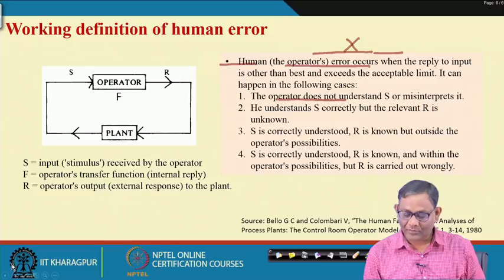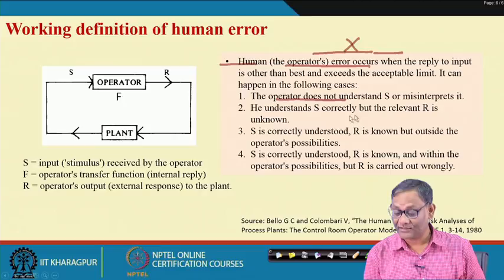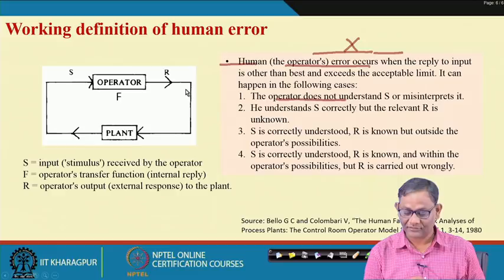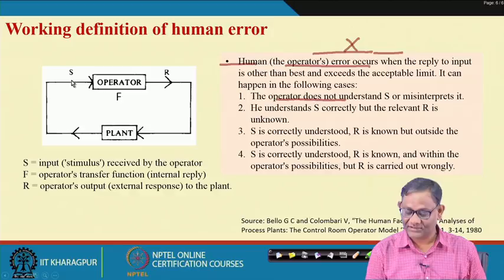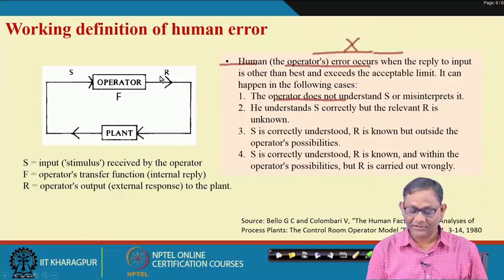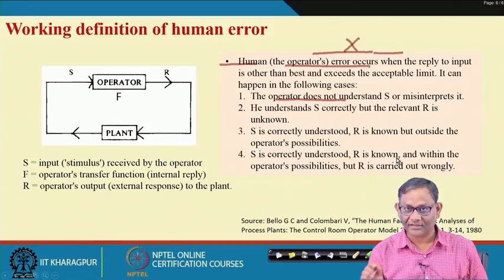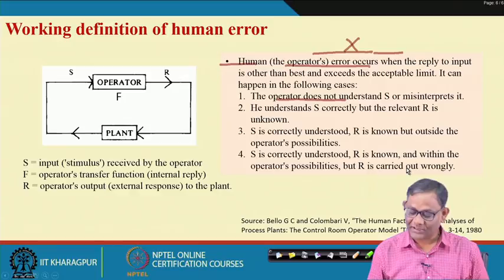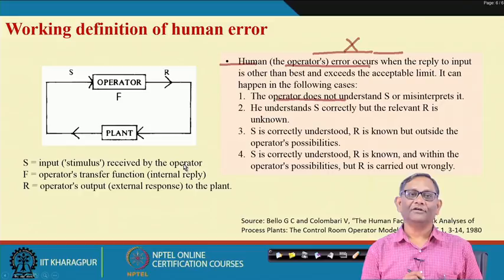What is case 2? He understands S, the stimulus, the alarm, correctly, but the relevant R, the response, is not known. So, first one, the stimulus S could not be understood. Second one, S is understood, but the response is unknown. Third one, S is understood, the response is known, but the operator cannot do it. Fourth one, S is understood, R is known, and it is within the operator's possibility, but it is done wrongly. Four different cases.